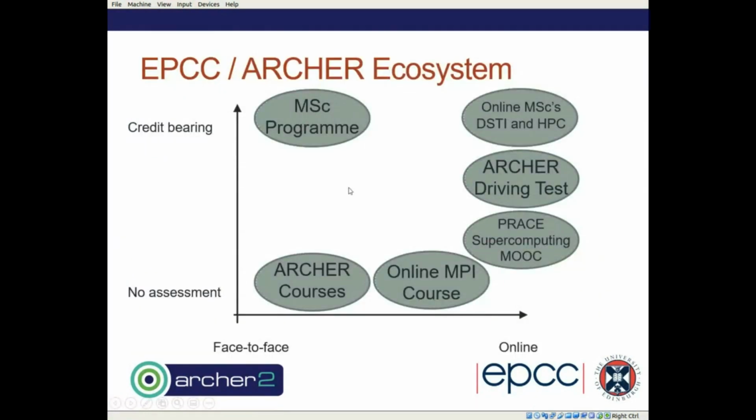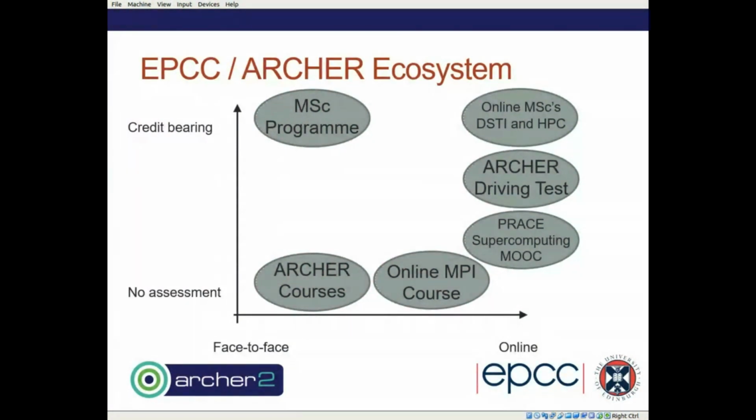This is really just, it's very difficult to classify things, but I thought this was a useful way of doing it. This is kind of our ecosystem of EPCC and ARCHER training, and I classified it on these 2 axes. There's face-to-face and online. Clearly, traditional courses like our MSc program and our traditional ARCHER courses are face-to-face, and we'll talk about some fully online courses. But there's also assessment versus credit bearing, and this axis almost maps onto money, because ARCHER courses are free and MSc programs cost money, at least in the UK system. So that's the diagram I'm going to use.